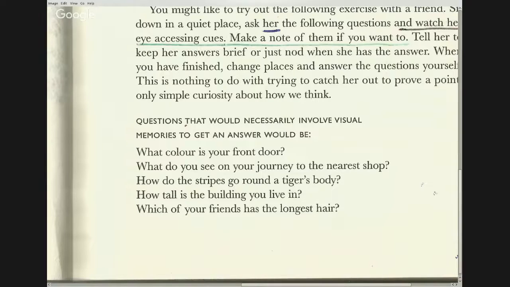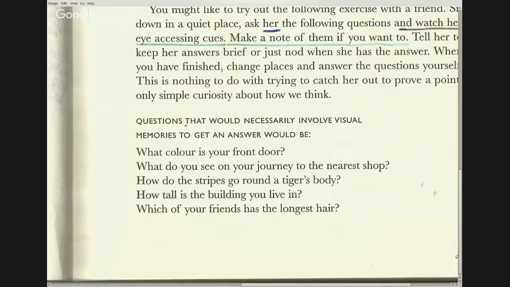Now, when they lie, and are not recalling a fact, they'll be accessing the part which is their imagination. And so once you've established that baseline of what they do when they're telling the truth, you can notice some variations from that.